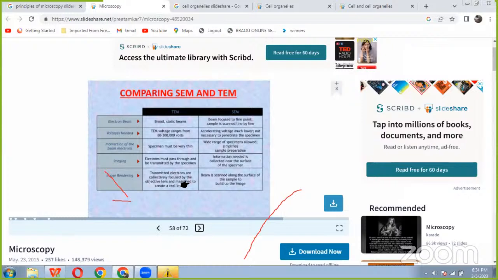Okay. Next one, image production: transmitted electrons are focused by the objective lens and magnified to create a real image. The beam is scanned along the surface of the sample to build up the image. Especially in TEM and SEM also, the specimen is coated with some gold coat. That's very important. Both the specimens are gold coated. They can see the inner or outer structure. Mainly the outer structure they can see by the scanning electron microscope. The inner structure they mainly study in the TEM electron microscope.